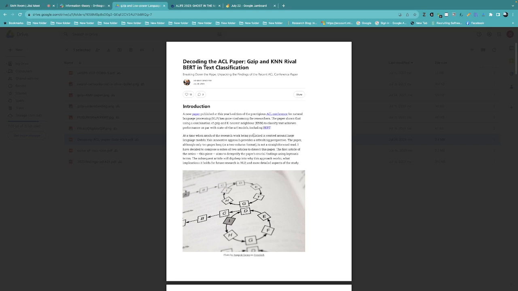At a time when much of the research work being published is centered around large language models, this innovative approach provides a refreshing perspective. The paper, although only 10 pages long in a 2-column format, is not a straightforward read. I have decided to compose a series of 2 articles to dissect the paper. The first article of the series, this piece, aims to demystify the paper's crucial findings using layman's terms, and then the subsequent article will dig deep into why the approach works, what implications it has for future research in NLP, and more detailed aspects of the study.